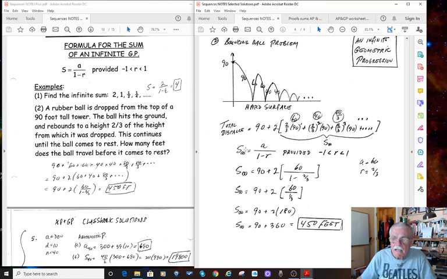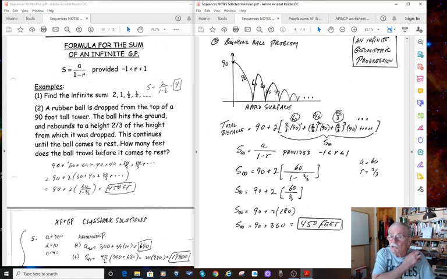Okay? And we start out with 90, and we have 2 times what's going on here in the brackets. So the sum is a over 1 minus r, right? So a is 60, over 1 minus 2/3. 1 minus 2/3 is 1/3. Invert and multiply, so this is 180. So you get 90 plus 2 times 180. 2 times 180, order of operations, is 360.